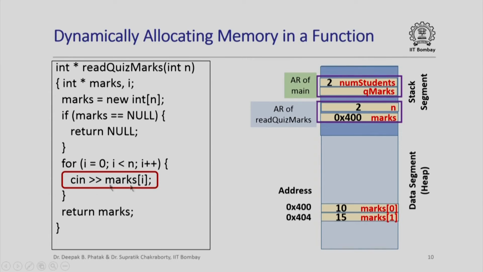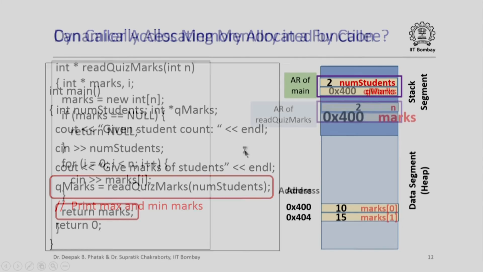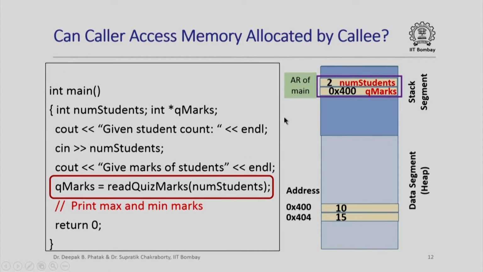And then finally in this loop, let us say I have read in these two integer marks, 10 and 15, and finally when I return marks, what am I doing? I'm basically saying the value of hex 400 should be returned to the main function, and the activation record of read quiz marks will be gone, and in the main function, since the value returned by read quiz marks is assigned to q marks, q marks will get the value hex 400.